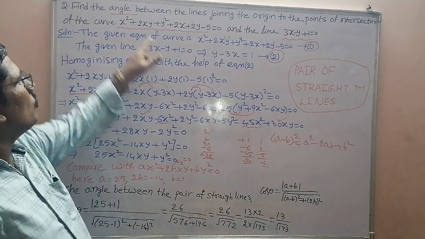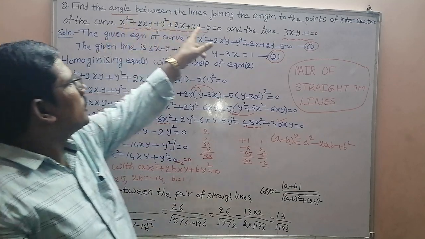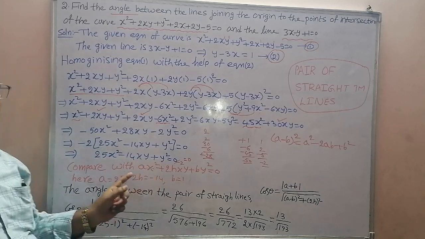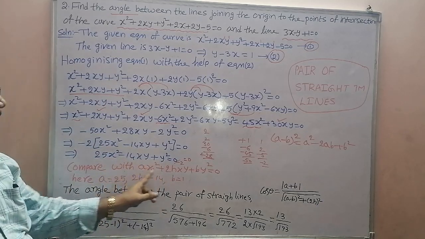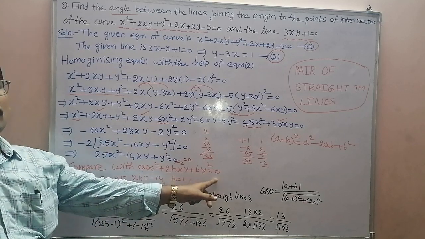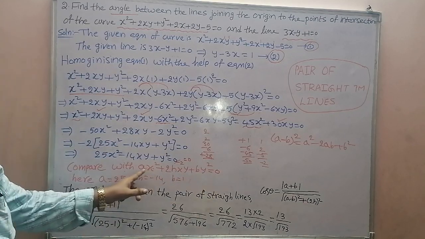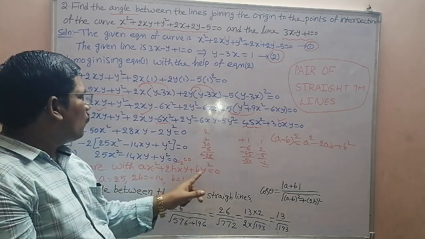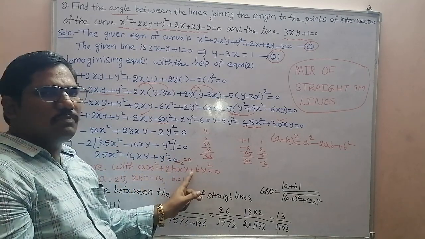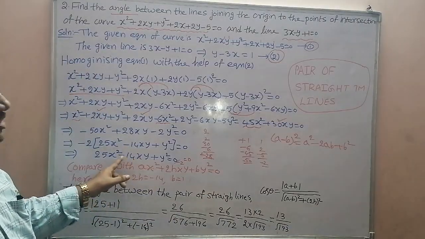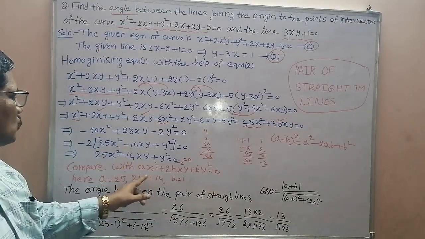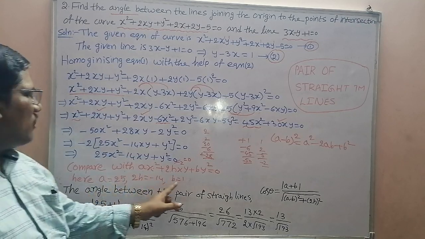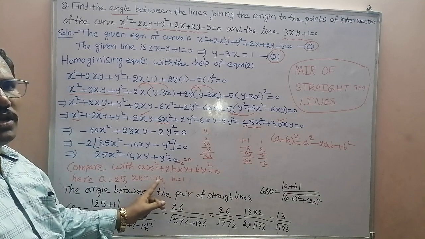So the given non-homogeneous equation is converted into a homogeneous equation. Compare it with a x square plus 2hxy plus b y square equal to 0. Here the x square coefficient a is 25, the y square coefficient b is 1, and the xy coefficient 2h is minus 14. So a is 25, b is 1, and 2h is minus 14.